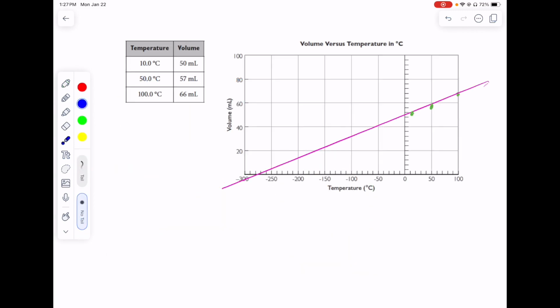Okay, I have the points plotted and the best fit line drawn. If we want to find the point where the volume equals 0, the temperature at that point is the x-intercept. So we see the x-intercept is about minus 273 degrees Celsius. This is the coldest possible temperature because we cannot have a temperature where the volume goes below 0.